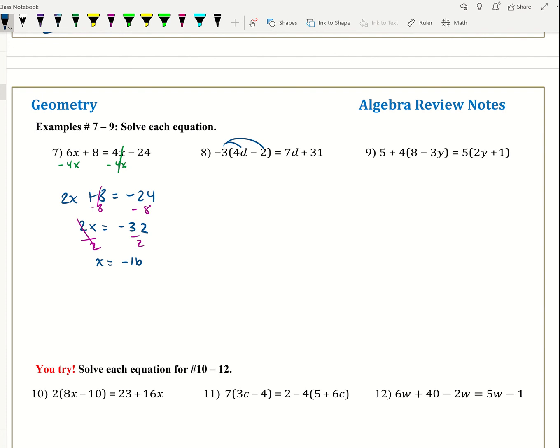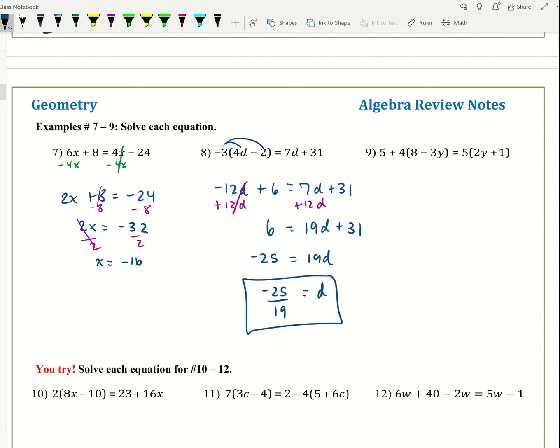All right, number 8, we're going to start by the distributive property. So I get negative 12d plus 6. That's easy to mess up that sign. Watch out there. A negative times a negative is a positive. Equals 7d plus 31. Since my variables are on different sides, I'm going to cancel one set of them. We could cancel either set. I like to cancel the one that's smaller, and all negatives are smaller than positives. This is not the only correct way to do this problem. So 6 is equal to 19d plus 31. I'll subtract 31 from both sides. You can show that work if you want. And then divide by 19. That's not going to go in evenly, so I'll just leave that as a fraction.